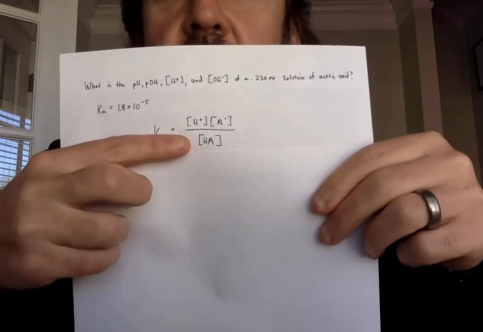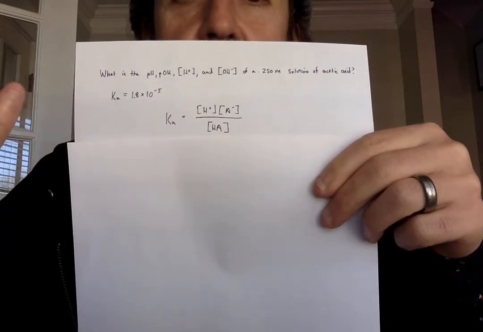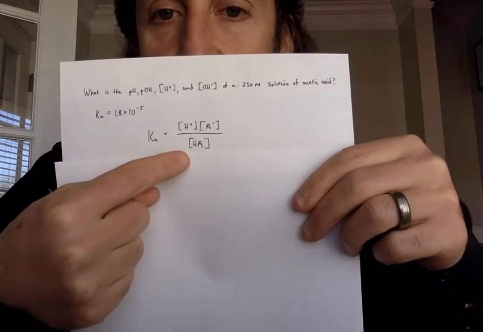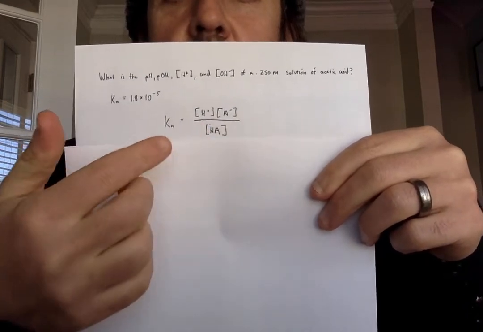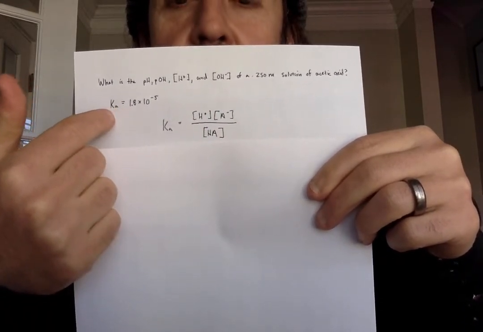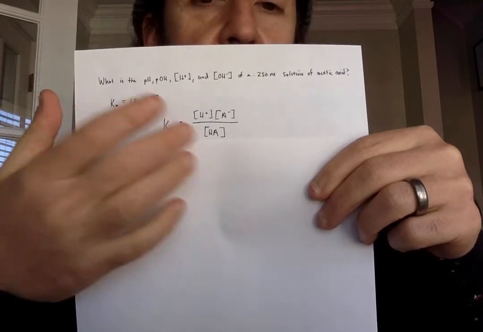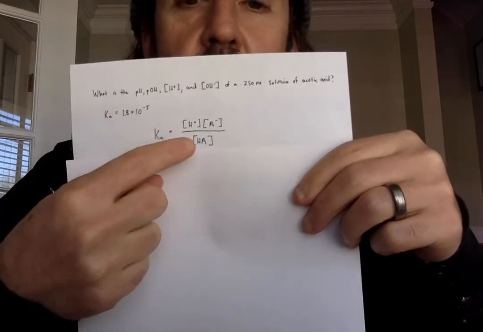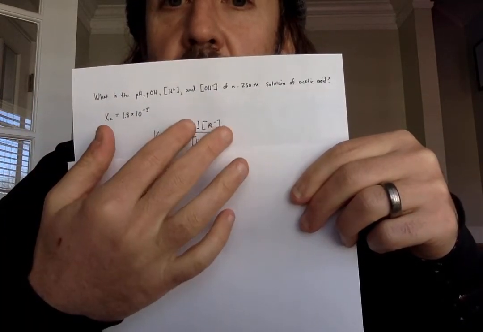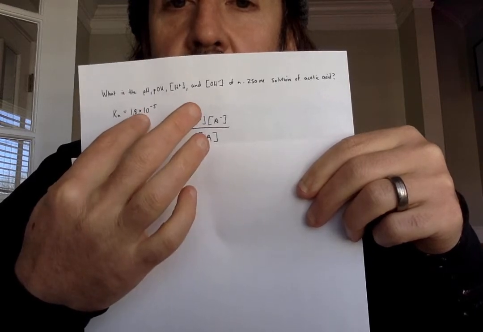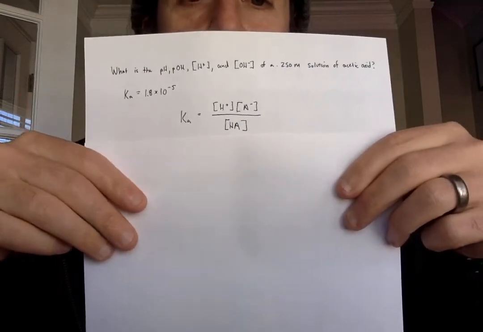So the first thing that we need to do is set up a Ka expression. The HA, get used to seeing that, is just the weak acid, the acid together. Most of your acetic acid is going to be in that form, because with this small Ka, that dissociation constant, most of it doesn't dissociate. Here's your reactant, and most of it stays in that reactant form. Very little of it, because this is so small, forms those products, okay?